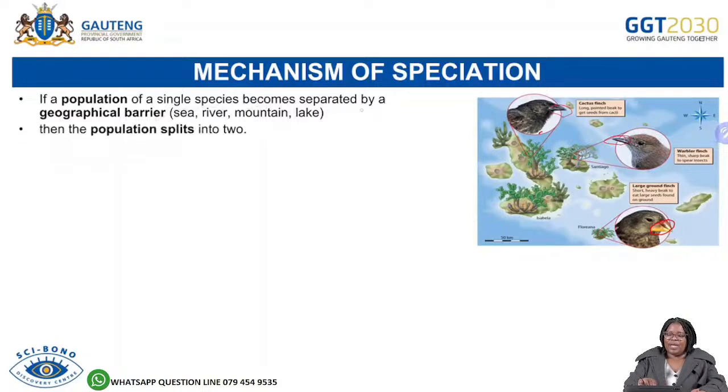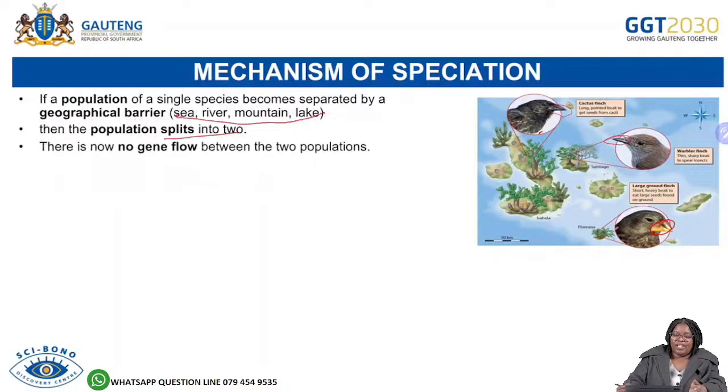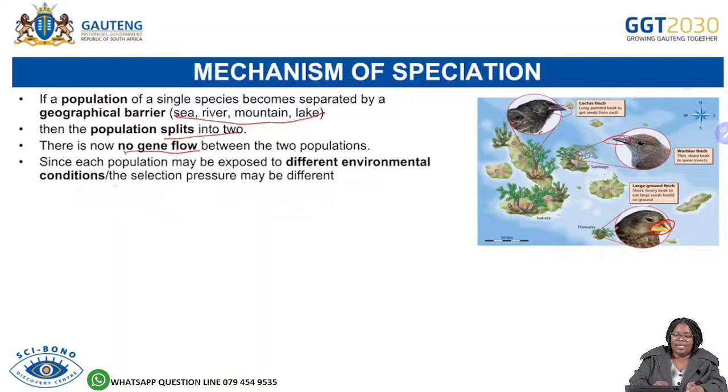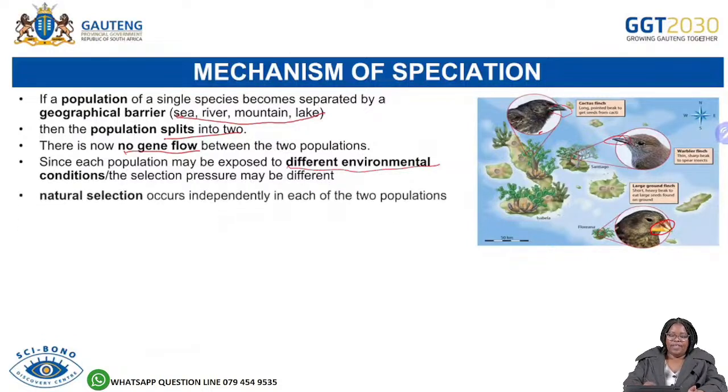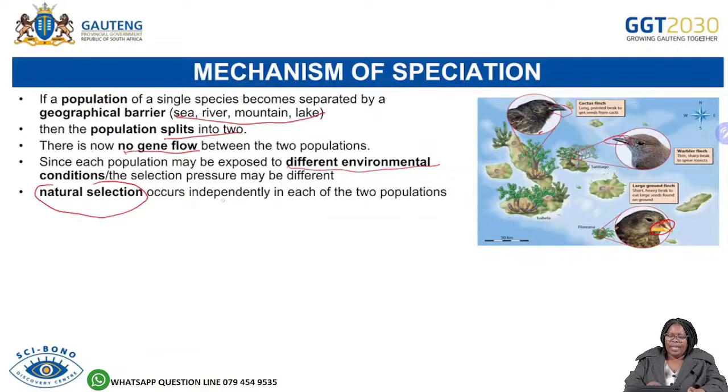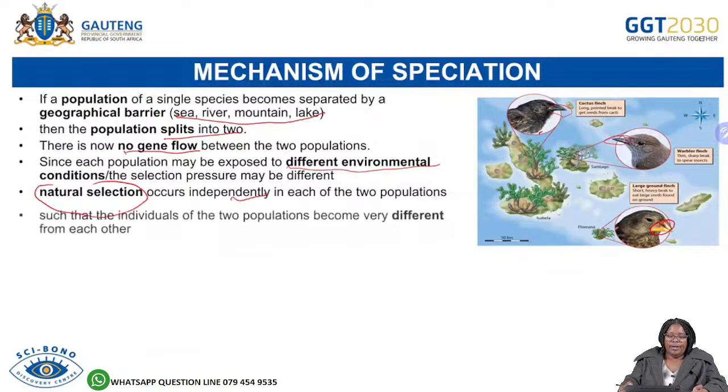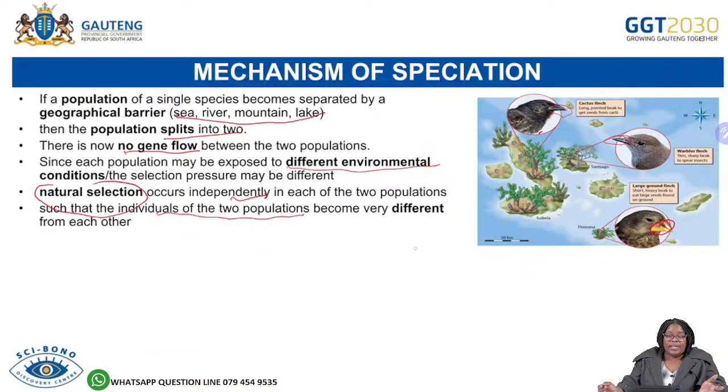Now, the mechanism of speciation. If a population of a single species becomes separated by a geographical barrier, then the population will split into two, that is another mark. If you were asked to describe the process, there is no gene flow between the two populations. We have demonstrated that. Since each population may be exposed to different environmental conditions, or the selection pressure may be different, natural selection occurs independently in each of the two populations, such that individuals of the two populations become very different from each other because they are adapting to their environment. Then mating takes place separately, leading to two different populations.